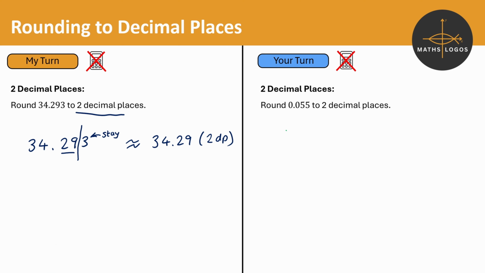Let's write out our decimal, so 0.055. That's my first decimal place, that's my second. I'm going to draw my line. Because it's a 5, that tells us we need to go up. And what goes up? Well, just this digit 5. It just goes up. The 0 does not go up. So it goes up to a 6. So 0.06 to two decimal places.